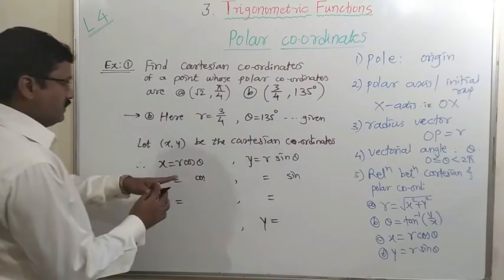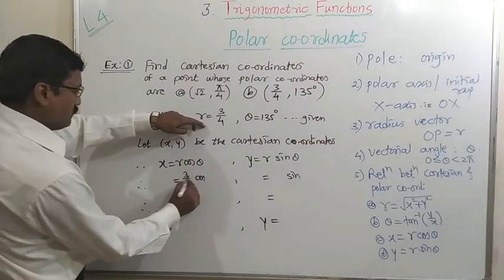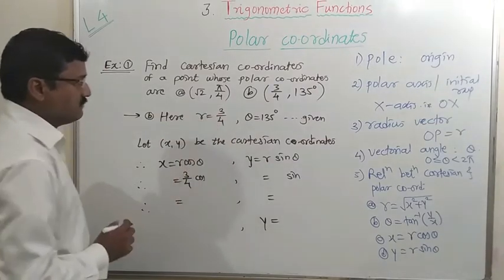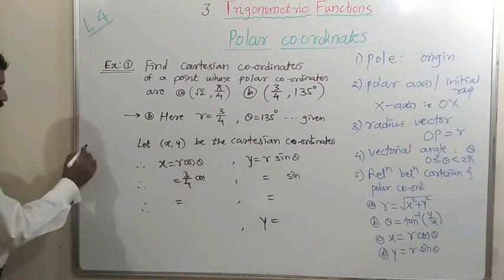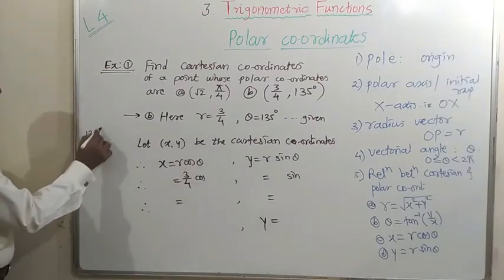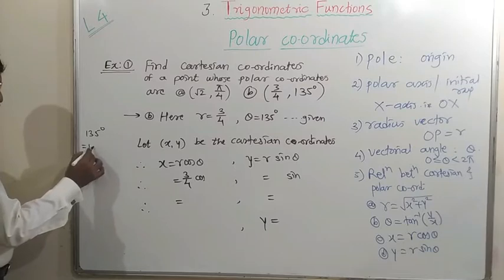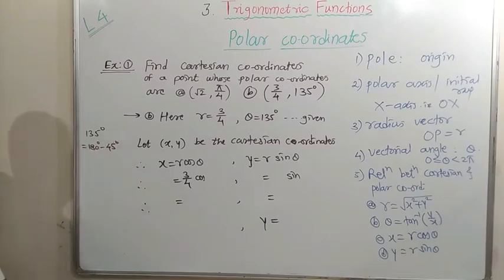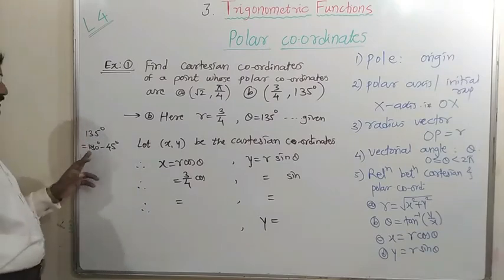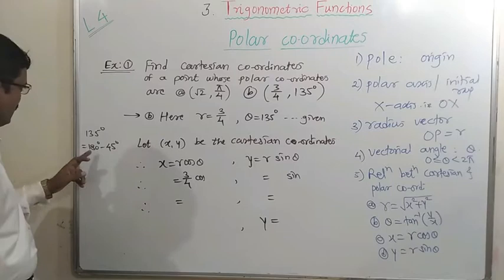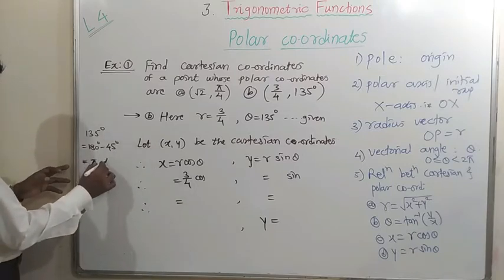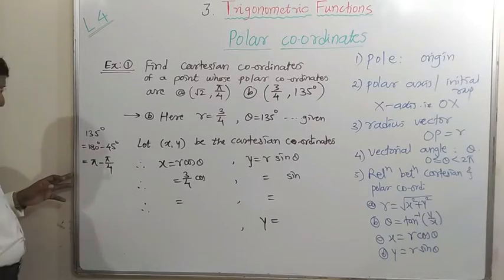What will be r? r is given as 3 by 4, and theta is 135. Theta 135 means 135 degrees. It is equal to 180 minus 45. It is convenient to write it as 180 minus rather than 90 plus or minus. 180 means pi, so pi minus 45 means pi minus pi by 4.